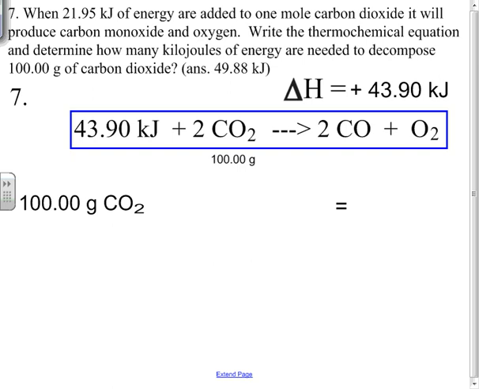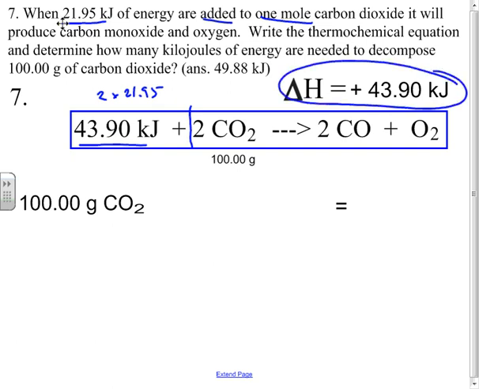Try another one. We have 21.95 kilojoules of energy added to 1 mole of carbon dioxide. Note the ratio. There's 21.95 kilojoules for 1 mole. When I write the balanced chemical equation from this point on, we need 2 moles of carbon dioxide, so we need 2 times that 21.95. And since the energy is added, this is an endothermic reaction, we write the energy on the reactant side. So that is the balanced thermochemical equation, and the change in enthalpy then is positive.